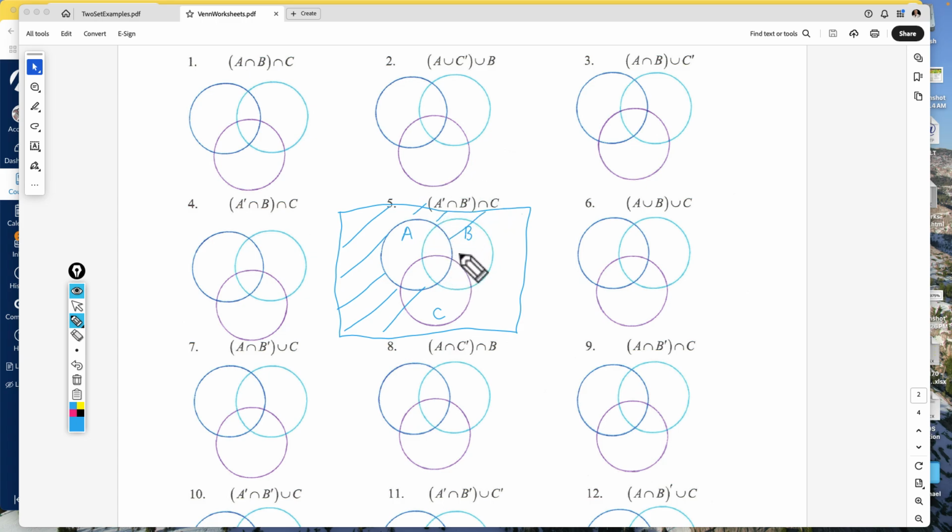Sometimes you might want to do this sort of work on the scratch paper, because you might need to erase some of this. Not B, I'm going to shade the other way with maybe a different color. Not B would be everything outside B. And the intersection would be where we have both shadings.